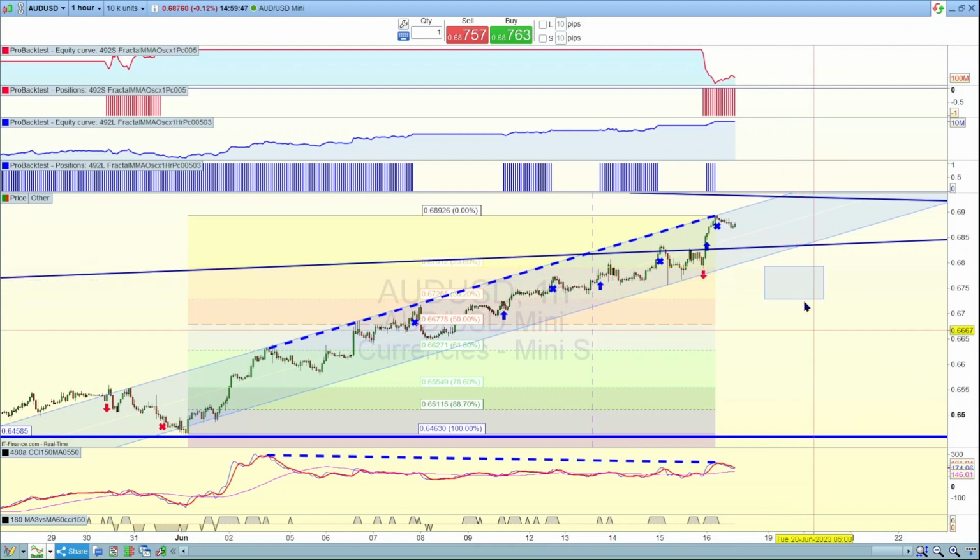It could fall further, so there's no guarantee it's going to stop there, or it could just bounce off. And recently, on a couple of other charts I've drawn, it's actually touched that little rectangle and bounced up again. So we'll see how it goes in the coming hours.